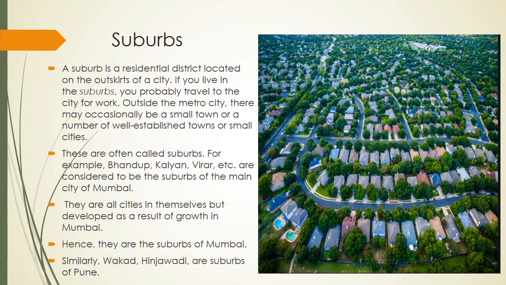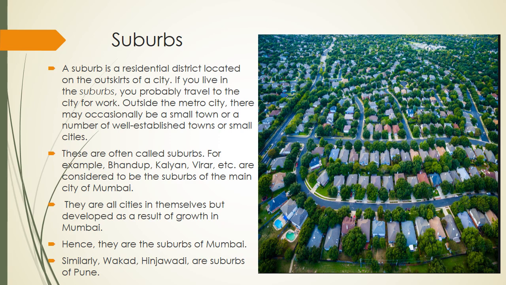Now, what is a suburb? A suburb is a residential district located on the outskirts of the city. If you live in the suburb, you probably travel to the city for work. So wherever a city is situated, the surrounding area which is not developed, when that area starts getting developed, that area is called a suburb. So the people who stay in the suburb go to the city for their educational purpose or for their employment purpose.